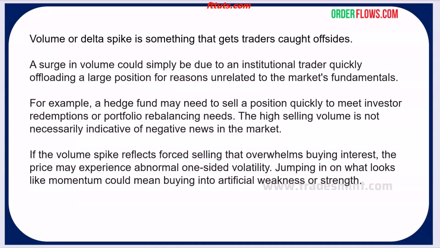So volume or delta spikes is something that gets traders caught offsides. Oftentimes people say, well, there's a big volume coming in, I've got to get long, I've got to get short. But a surge in volume could simply be due to an institutional trader quickly offloading a large position for reasons unrelated to market fundamentals. For example, a hedge fund may need to sell a position quickly to meet investor redemptions or portfolio rebalancing needs.